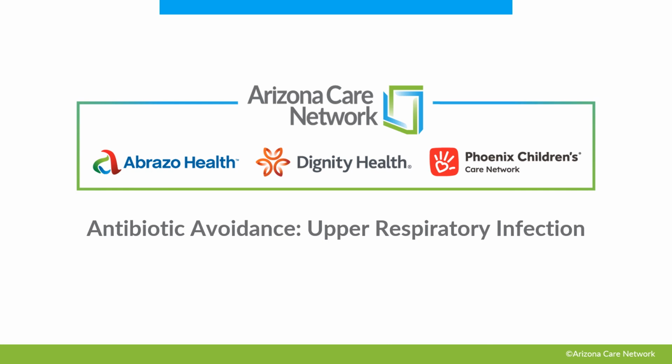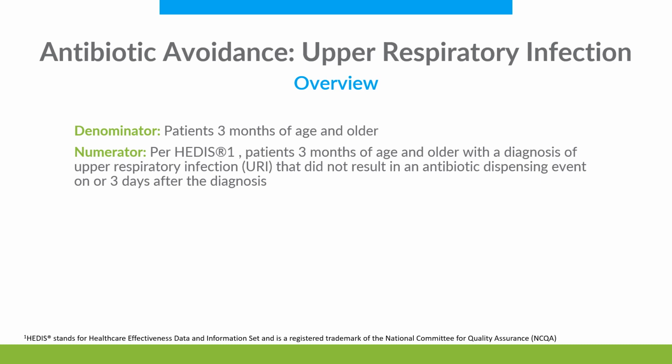In this video, I'm going to cover the pharmacy measure antibiotic avoidance regarding upper respiratory infection. The population that falls within the category of this pharmacy measure are patients 3 months of age and older, and the numerator per HEDIS are patients 3 months of age and older with a diagnosis of upper respiratory infection that did not result in an antibiotic dispensing event on or 3 days after the diagnosis.